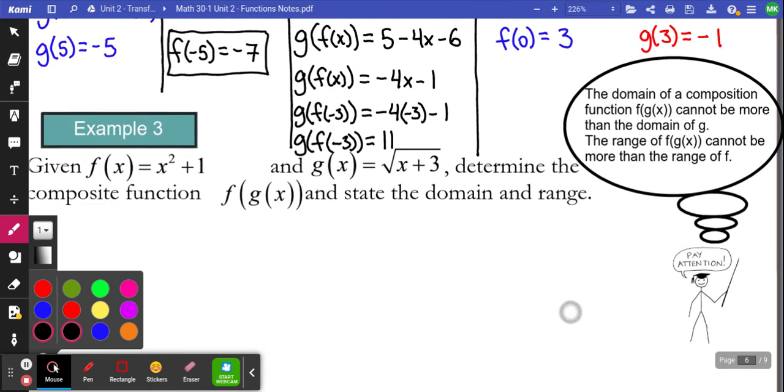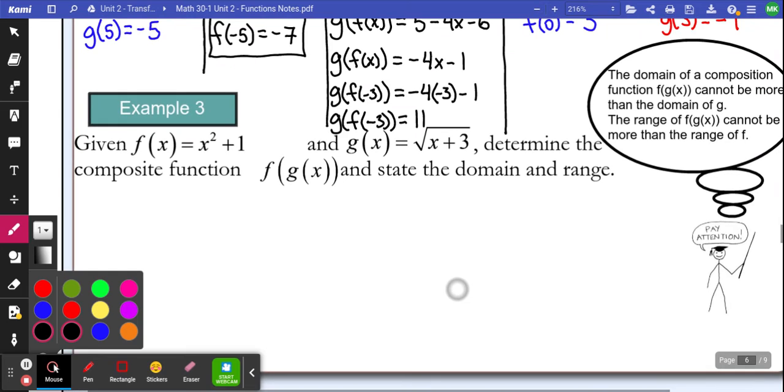Okay. Looking at this one, given that f of x equals x squared plus 1 and g of x equals root x plus 3, determine the composite function f of g of x. Don't worry about stating the domain and range. We'll talk about that after. They're asking you to take f of x, replace x with g of x. Right, that's what it's saying to do.